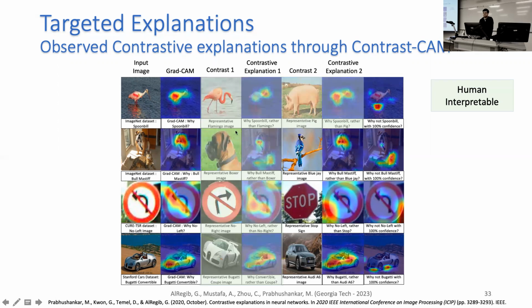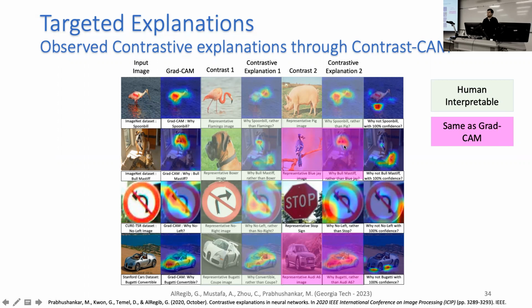We can actually do this for all these images, and you can see that many of these things are human interpretable. What I mean by human interpretable is that we understand it. Once we see the explanation, we can say, okay, this is the reason why this particular explanation was made. There are some things that are exactly the same as GradCam. So Blue Jay image, why bull mastiff rather than blue jay in this particular case was exactly the same as GradCam, because as we were talking about before, the difference between these two classes is so large that you don't really need an explanation in this case.